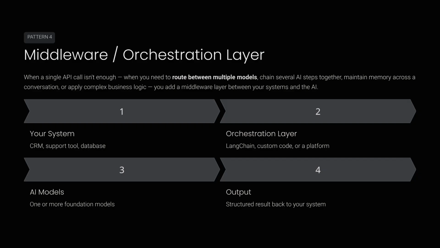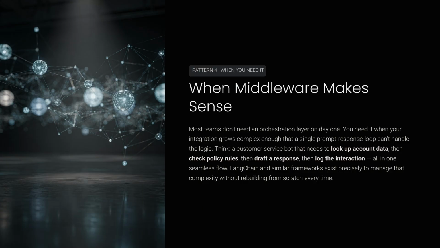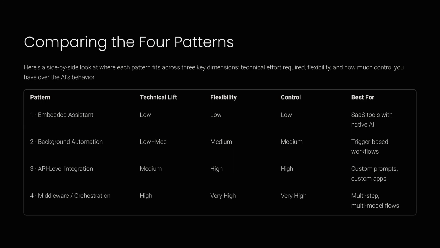Finally, the fourth pattern uses a middleware or orchestration layer. This is necessary when you need to route between multiple models or handle complex, multi-step business logic. You generally reserve this pattern for sophisticated workflows, such as a customer service bot that must look up account data, check rules, draft a reply, and log the interaction seamlessly. This table compares the 4 patterns across technical effort, flexibility, and control. Choosing between them depends on whether you need a native solution or a custom, high-control workflow.